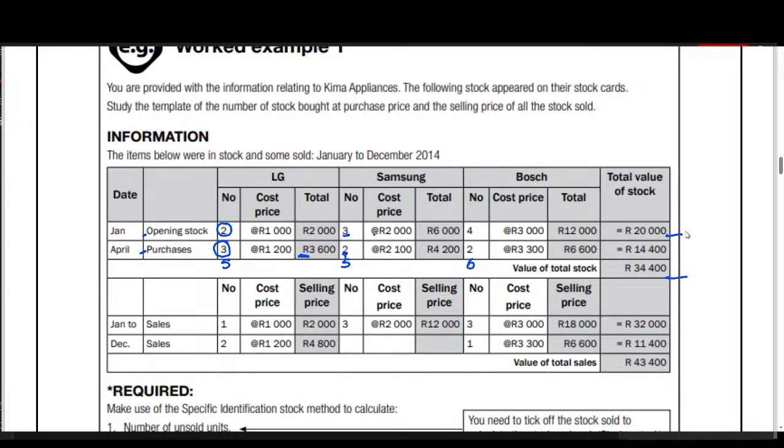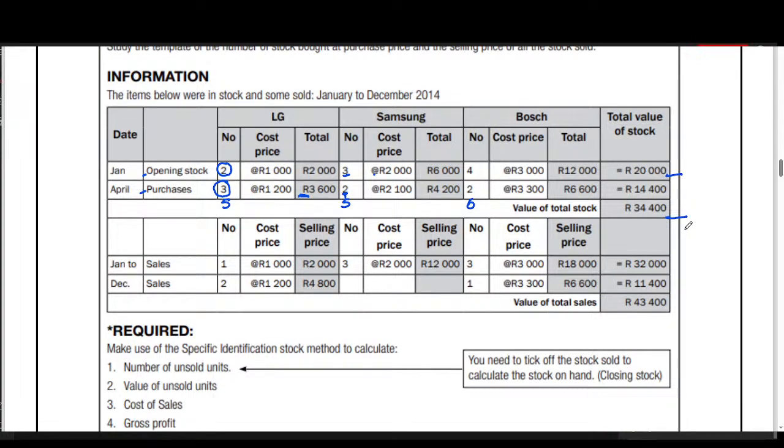Let's move on. We go to the bottom of this table. Now, this table talks about the selling price. We can see the cost price, we can see the selling price, okay? Good. Now, look at this. Sales. Meaning that now we're going to look at opening and during the year. These are the sales for the opening items. And then this one is for the ones that we bought during the year.